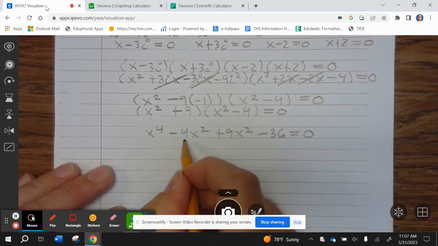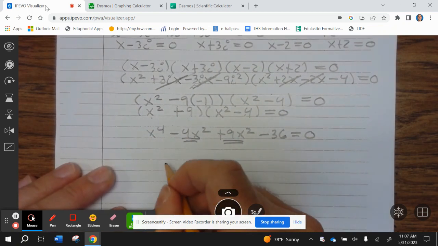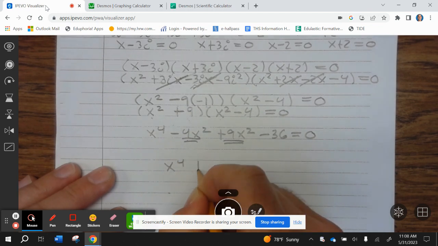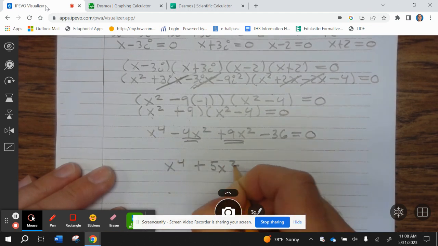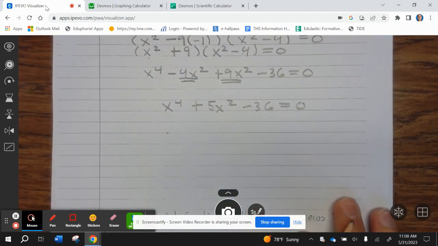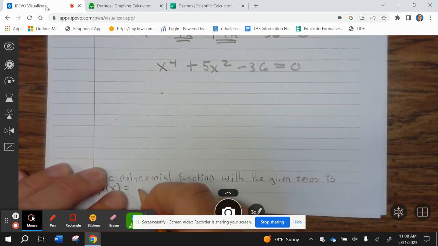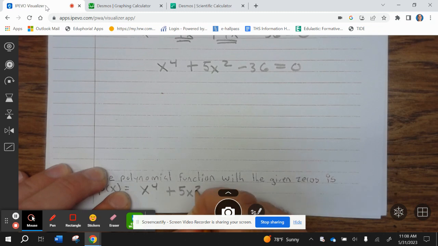All right, now the last step is we combine here. 9x squared minus 4x squared is 5x squared. So that you have x to the 4th plus 5x squared minus 36 equal to 0. So the polynomial function with the given 0 is p of x equals x to the 4th plus 5x squared minus 36.